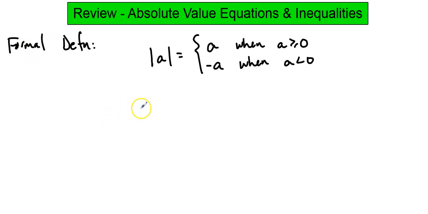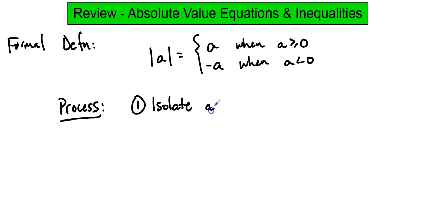Okay. Other thing is just the process that we're going to go through, and I'll go through a couple examples here so that you can get an idea of how that process plays out. But I just want to make sure that we go over what the process is for solving these absolute value inequalities and equations. So number one is always isolate the absolute value. So we always isolate the absolute value before we do anything in order to solve these things.